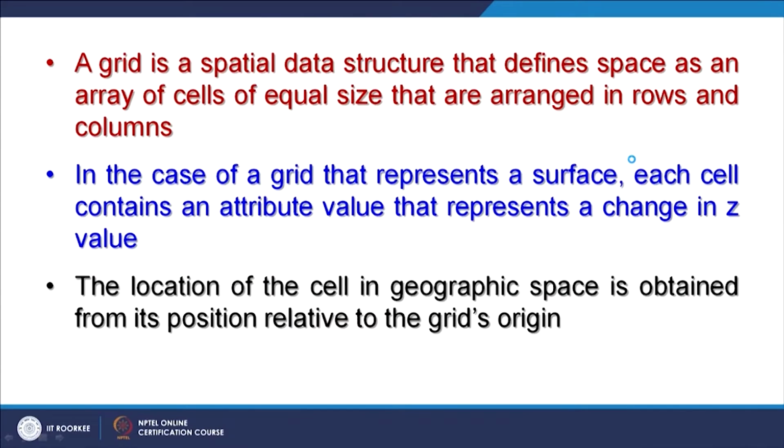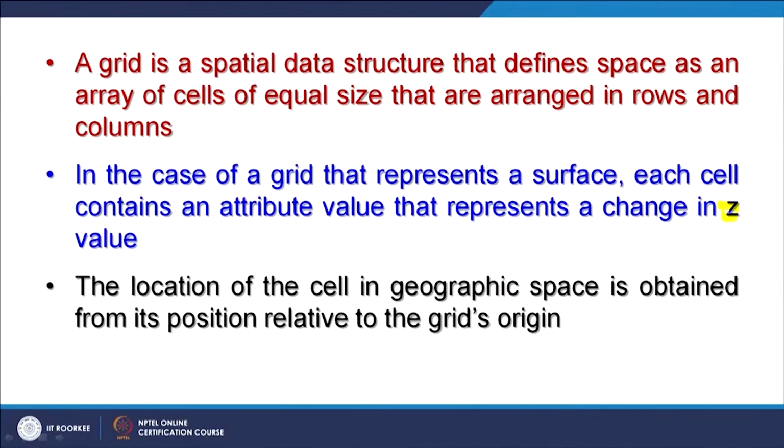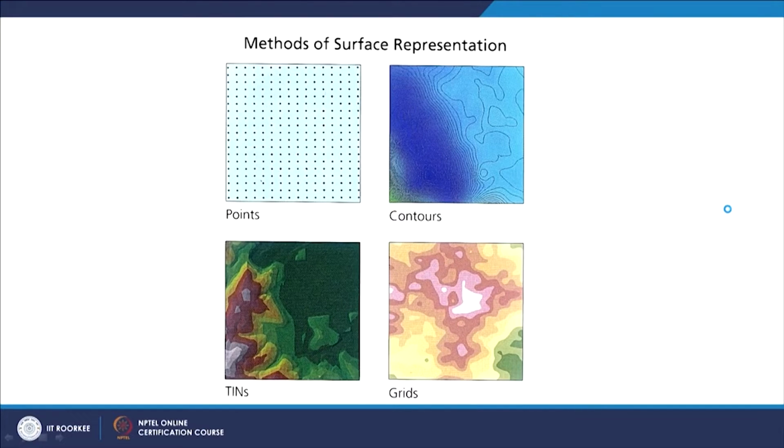Now, as you know, a grid is a spatial data structure which defines space in array cells, which we know already. This is basically a surface with a single z value, and the location of the cell in geographic space is obtained by its position relative to the grid's origin. So, if it is in the geographic domain, there will not be any issue, and we will get a complete coverage like that. Now, just to compare three or four ways in which we represent the surface.